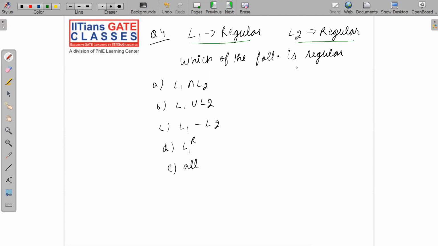L1 is regular, L2 is regular. Which of the following is regular? L1 intersection L2. So again, we are just showing you that regular languages are closed under the intersection operation or not. Yes, closed. Union, yes. Set difference, yes. Reversal, yes. So obviously the answer will be all.